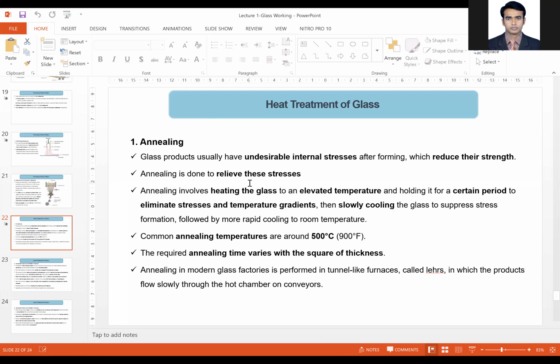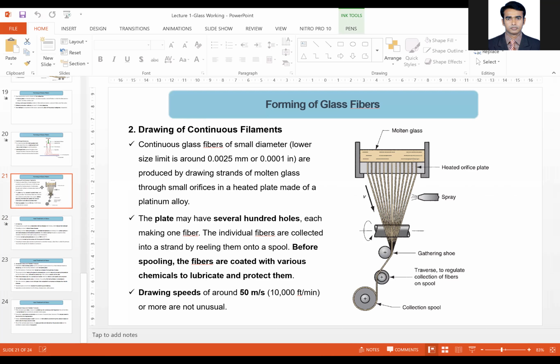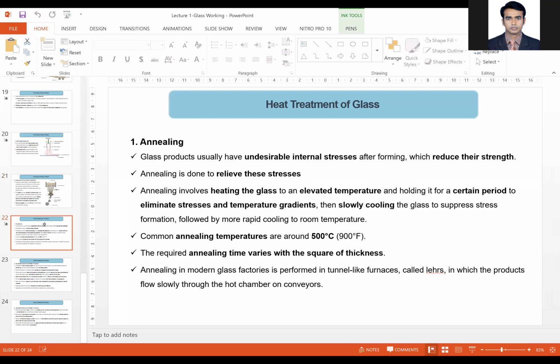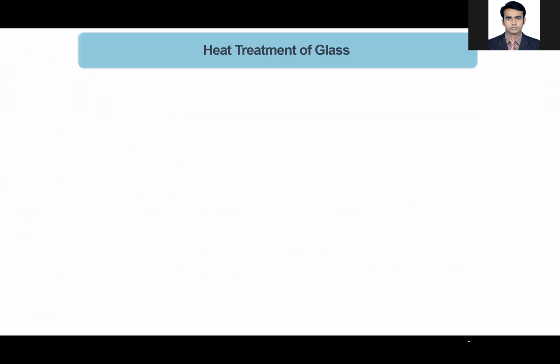In the last class, we have studied glass working. Actually, a lot of glass working processes, and the last topic was forming of glass fibers. And today we are going to finish this lecture with the heat treatment of the glass. Okay. So for the heat treatment, why do we need heat treatment?